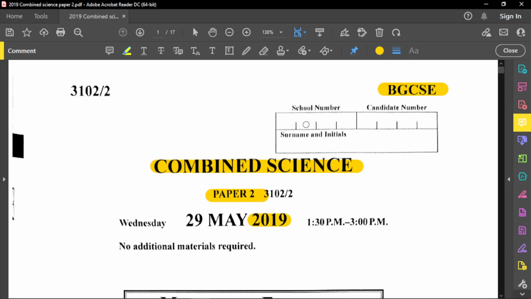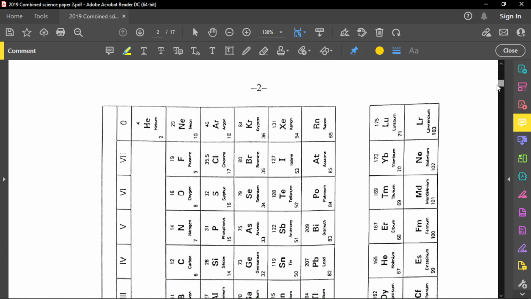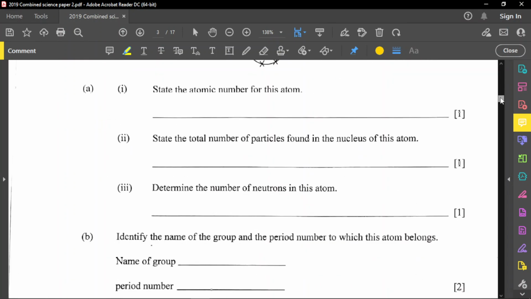Please remember, before you start the examination, always write your school number, your candidate number, your surname, and your initials. Again, please remember to read through the instructions carefully, and if you have any queries, clarify them with the examiner before the examination begins. For this combined science examination, they generally provide you with a periodic table, which is a very cool thing. And you can use the periodic table to answer any of your questions.